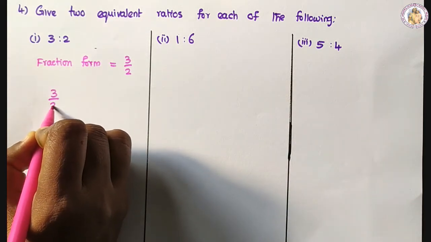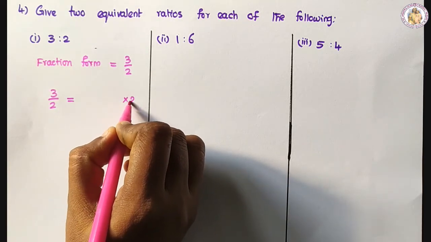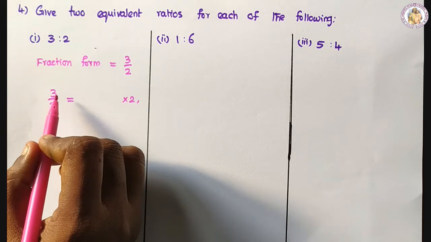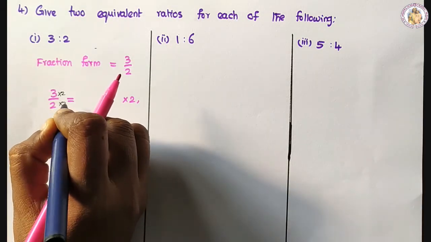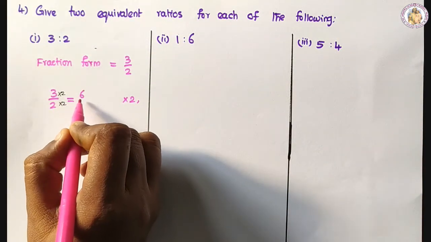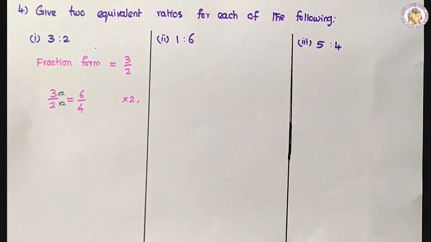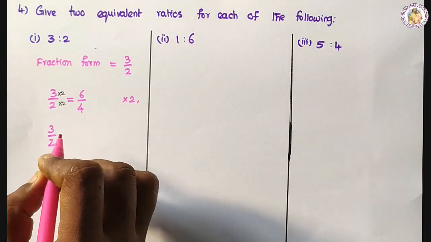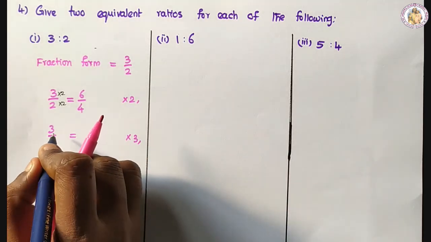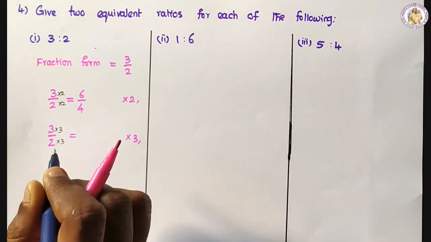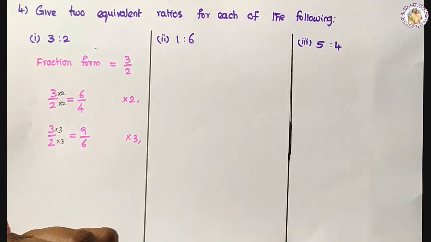So 3 by 2, that is multiplied by 2. We get both numerator and denominator multiplied by 2. We get 3 2s are 6 divided by 2 2s are 4. And then 3 by 2 multiplied by 3. We get, that is 3 3s are 9 divided by 2 3s are 6.